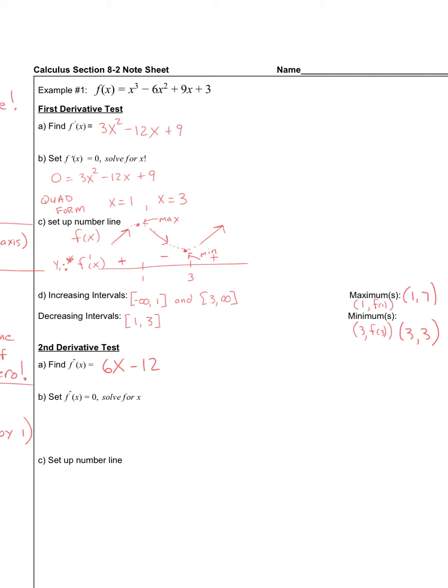So our original function is x to the third, a cubic. Our first derivative is an x squared, a quadratic. And the derivative of that, the second derivative, is a linear function. The degree goes down by 1 every time we take the derivative.